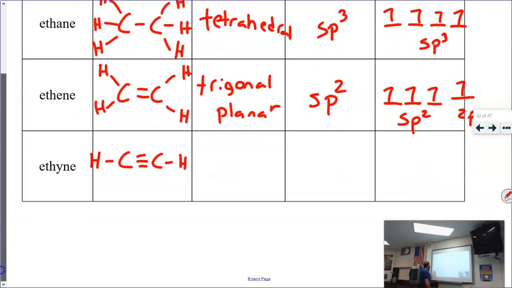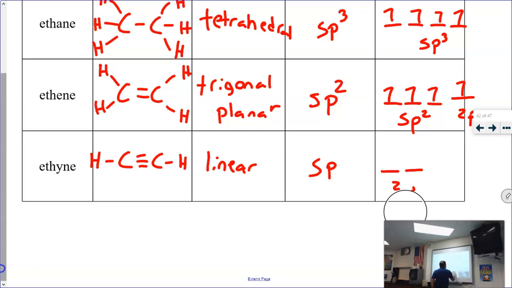The last one here, ethyne. What is the geometry around each carbon? Well, what's the coordination number? How many atoms are attached to each carbon? The answer is 2. So what's the shape? It's linear. Coordination number of 2 is linear. What's the hybridization? sp. How does that look? I would have 2 sp hybrid orbitals, and I would have 2 unhybridized 2p orbitals. Like such.